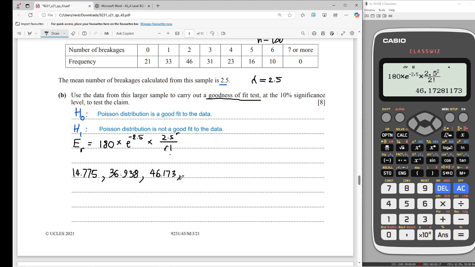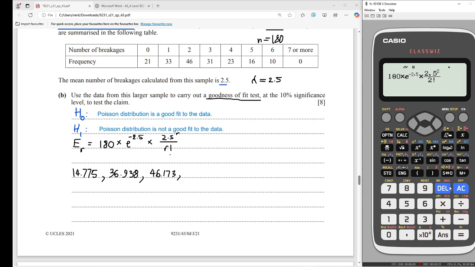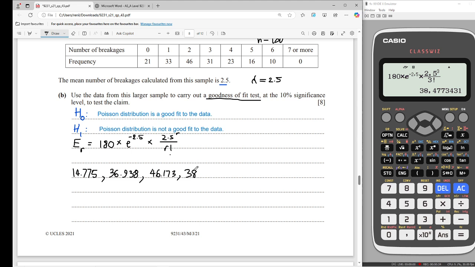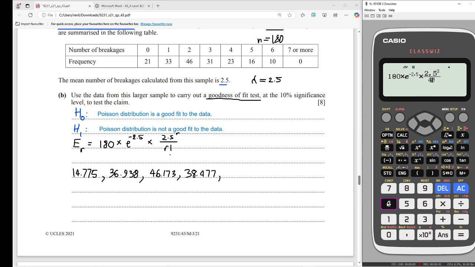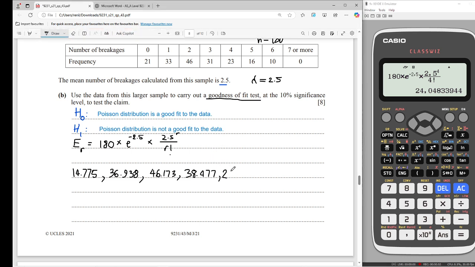Okay, when r equals 3 now. Just remember in the formula it's r factorial, so we just increment r. And we have 38.477. I tend to keep 5 significant figures just so that we get the most accurate value. Now when r is incremented again, we have 24.048. Next, when r equals 5.